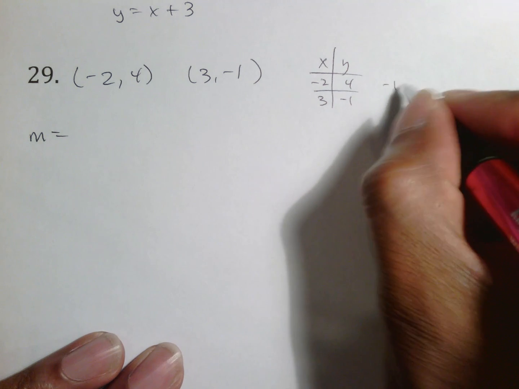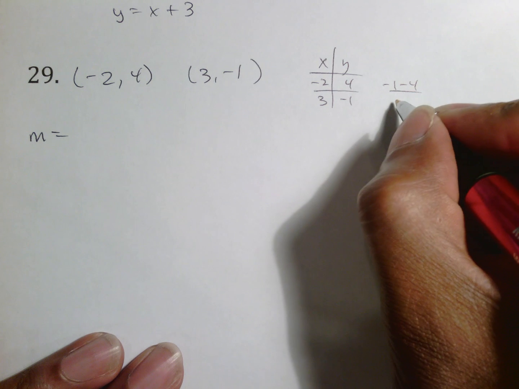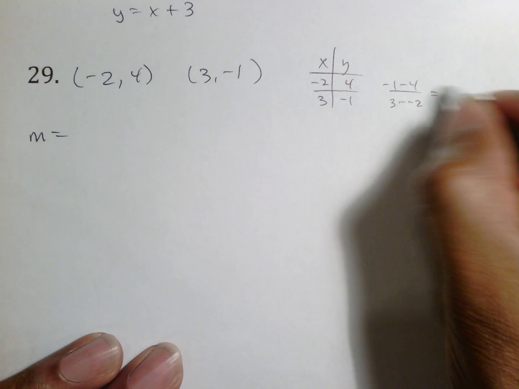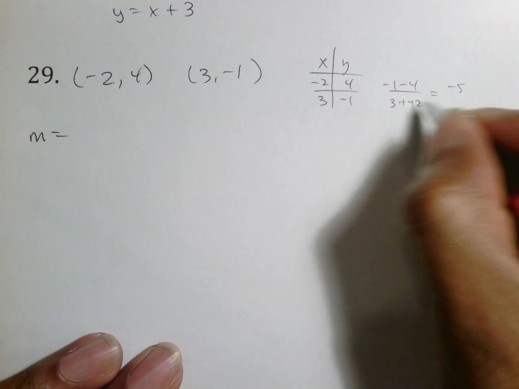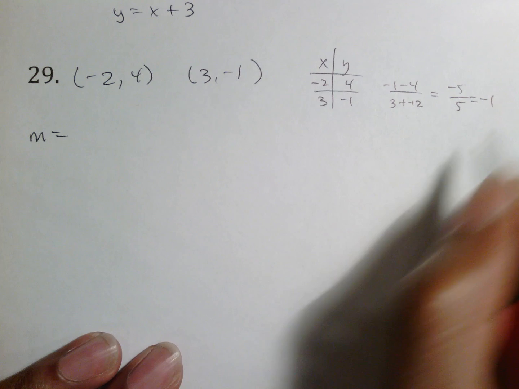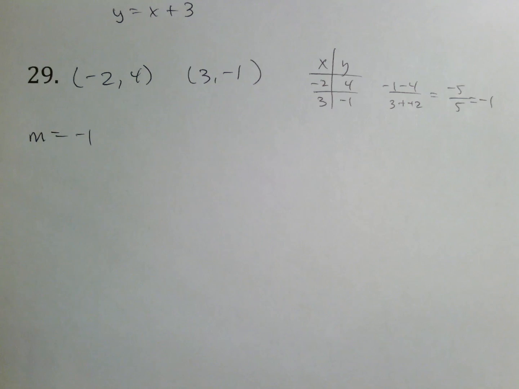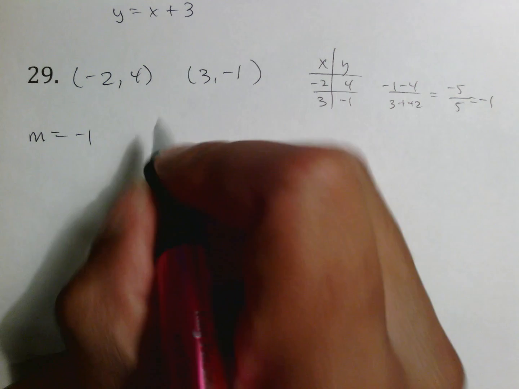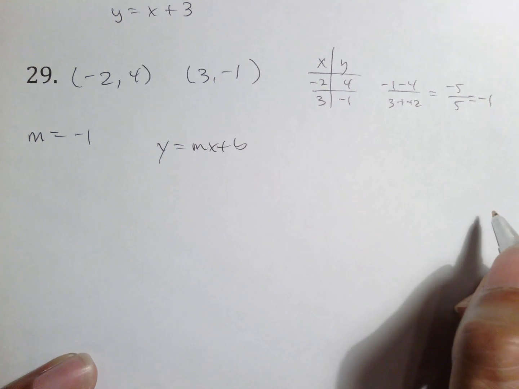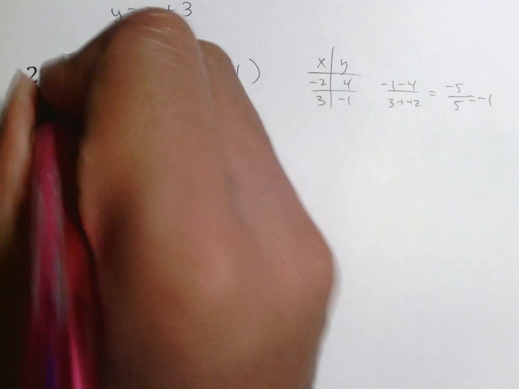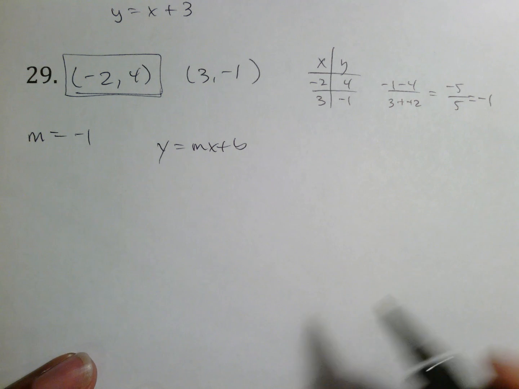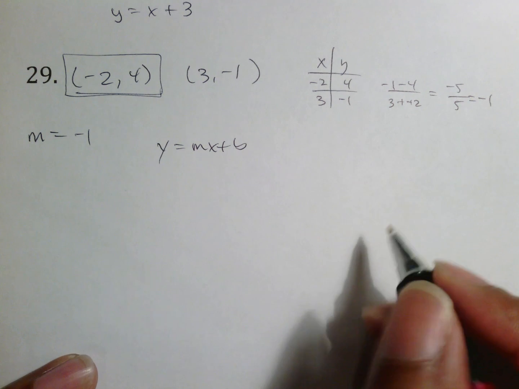That means I'm going to do negative 1 minus 4 over 3 minus negative 2. This turns into negative 5. That turns into a positive 5, giving me a slope of negative 1. Once I have the slope, write down your formula, y equals mx plus b. Choose one of your 2 points to use. Again, kind of highlight it so you don't pick the wrong information. And let's see what happens if we can make it through.